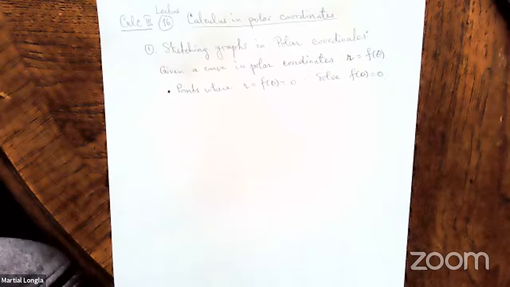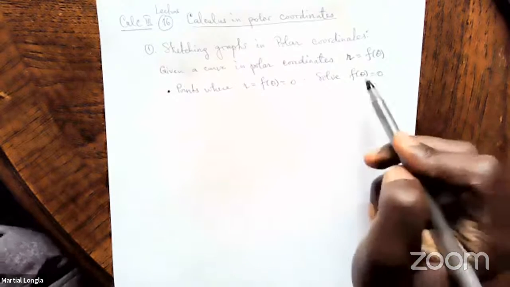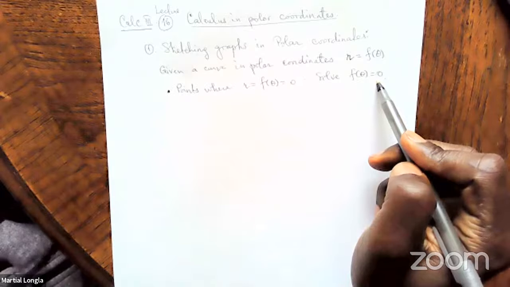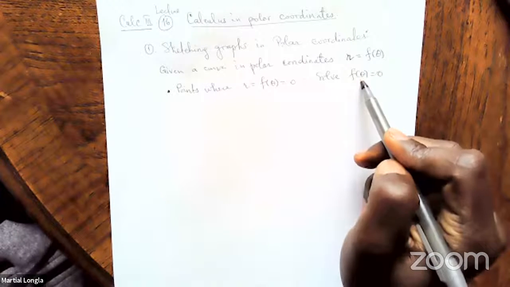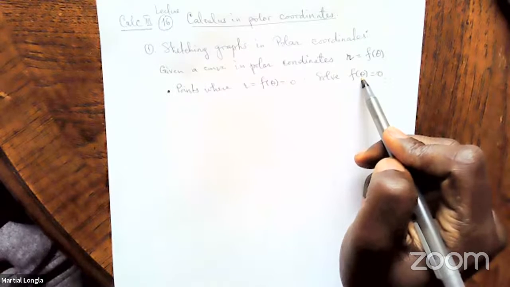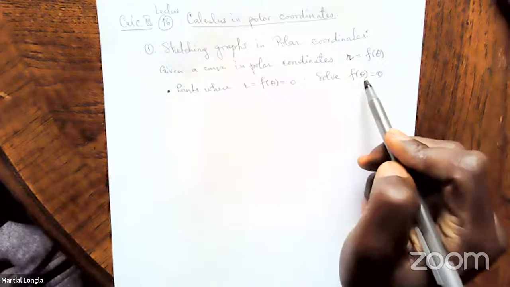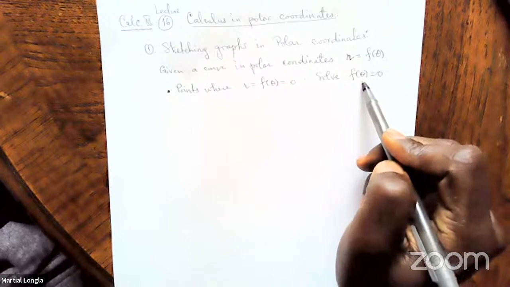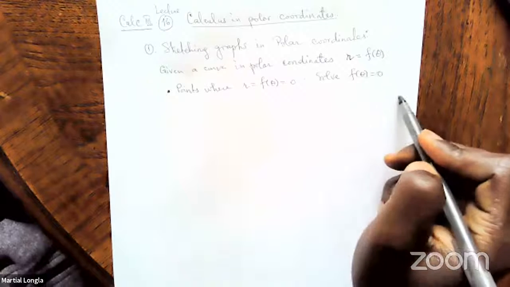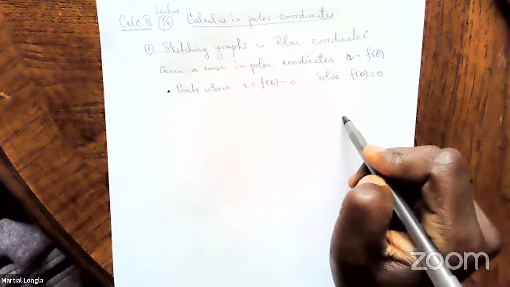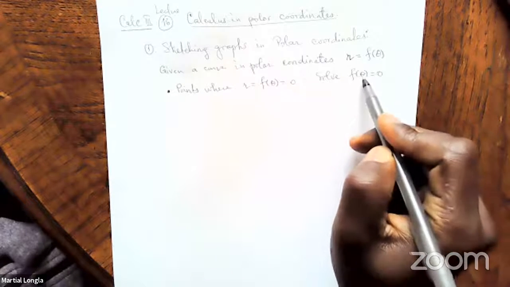All right. So when you solve this, you are finding all possible thetas for which the radius is 0, which means all angles that take you back to the origin. So the solution of this equation gives you all angles that take you back to the origin of the graph.